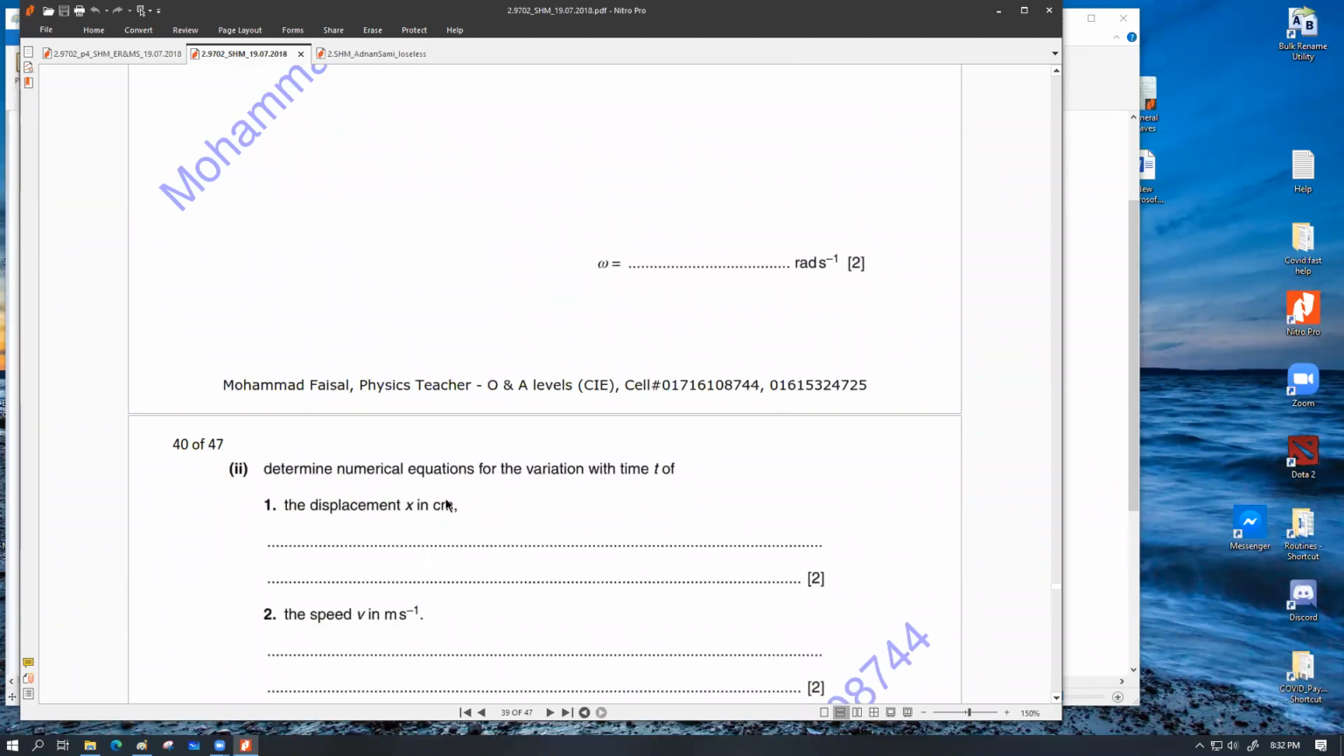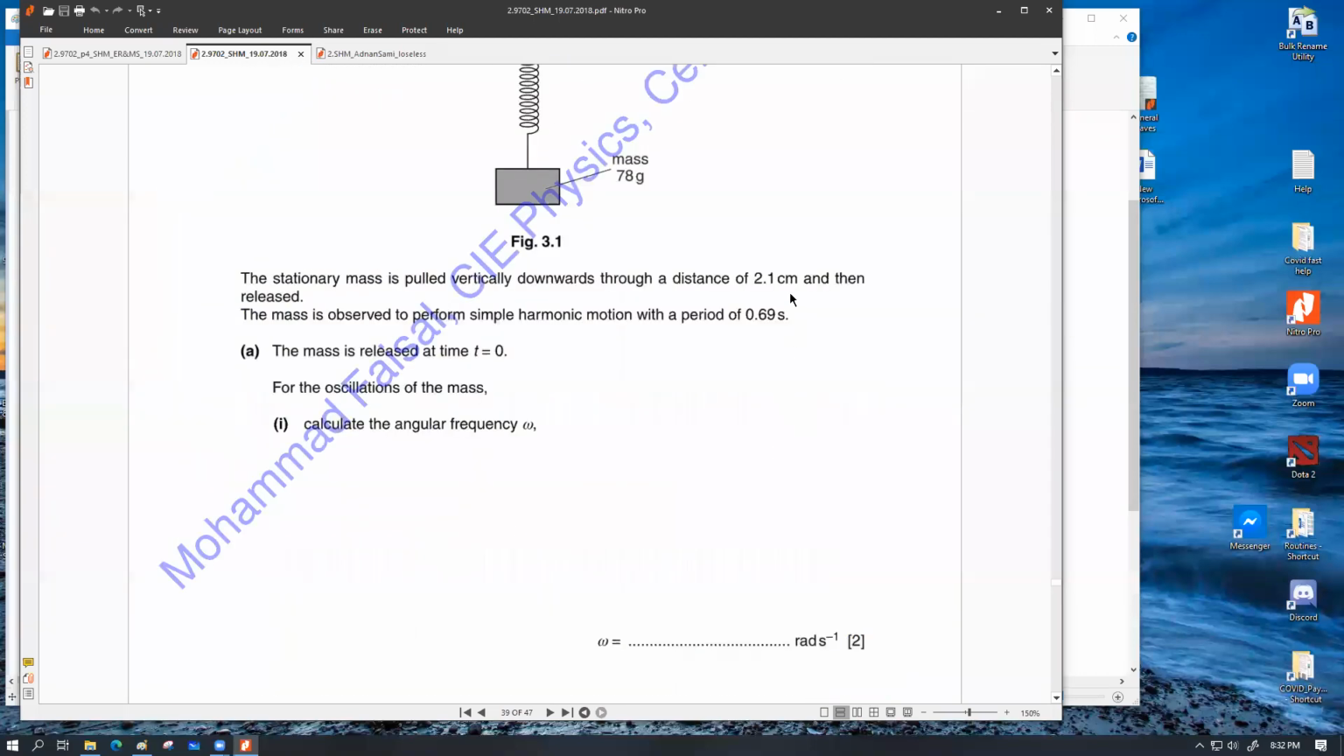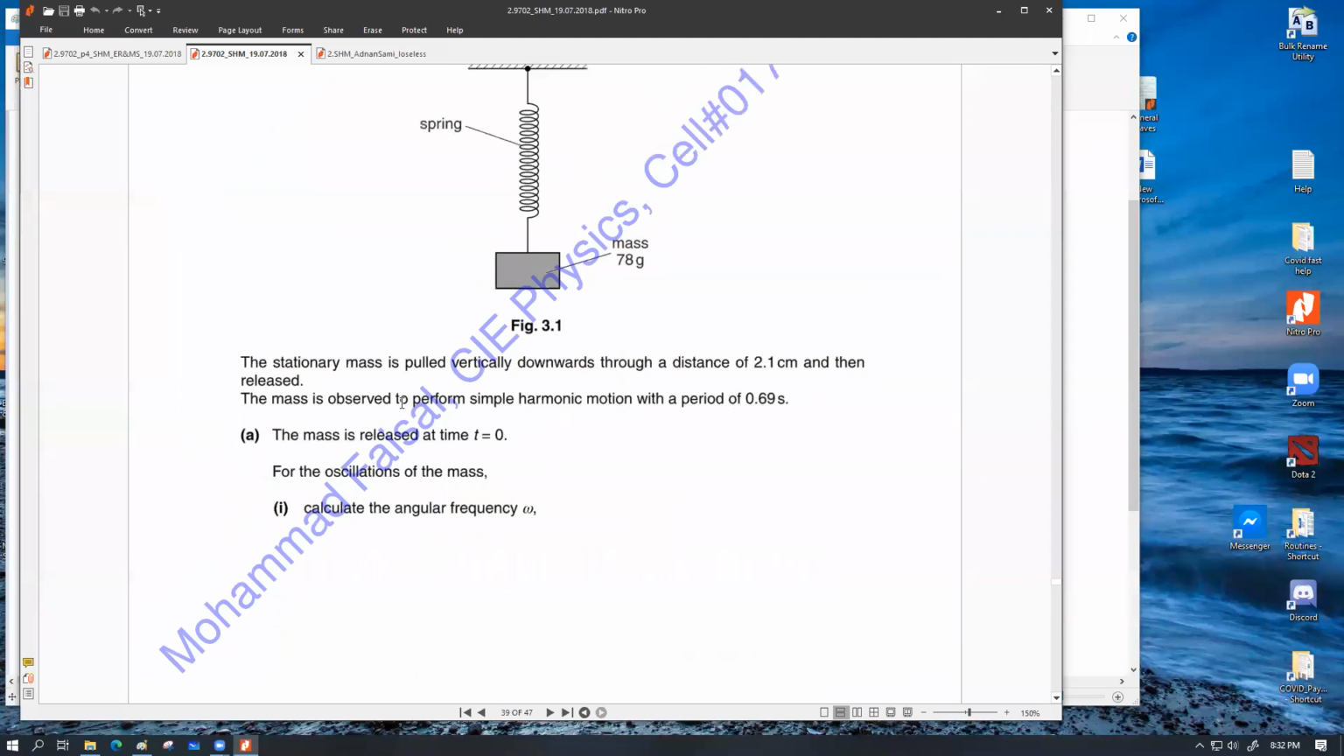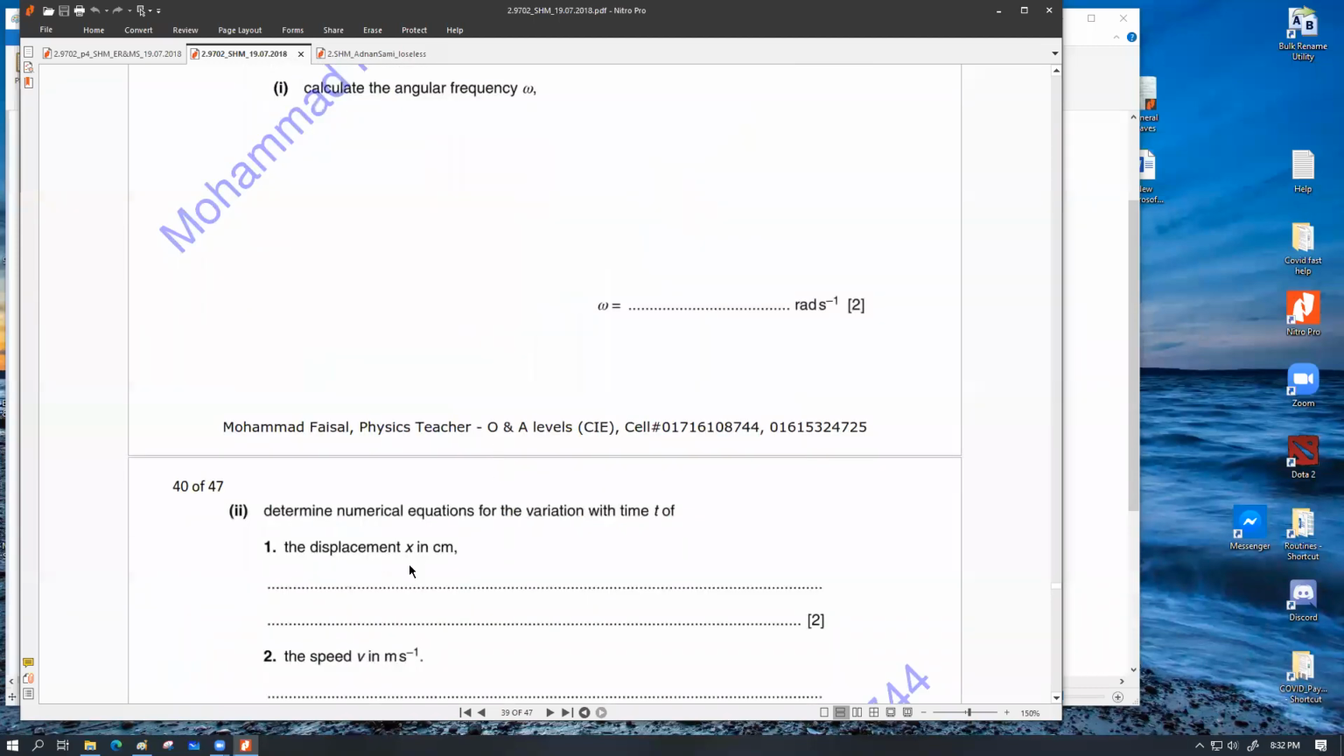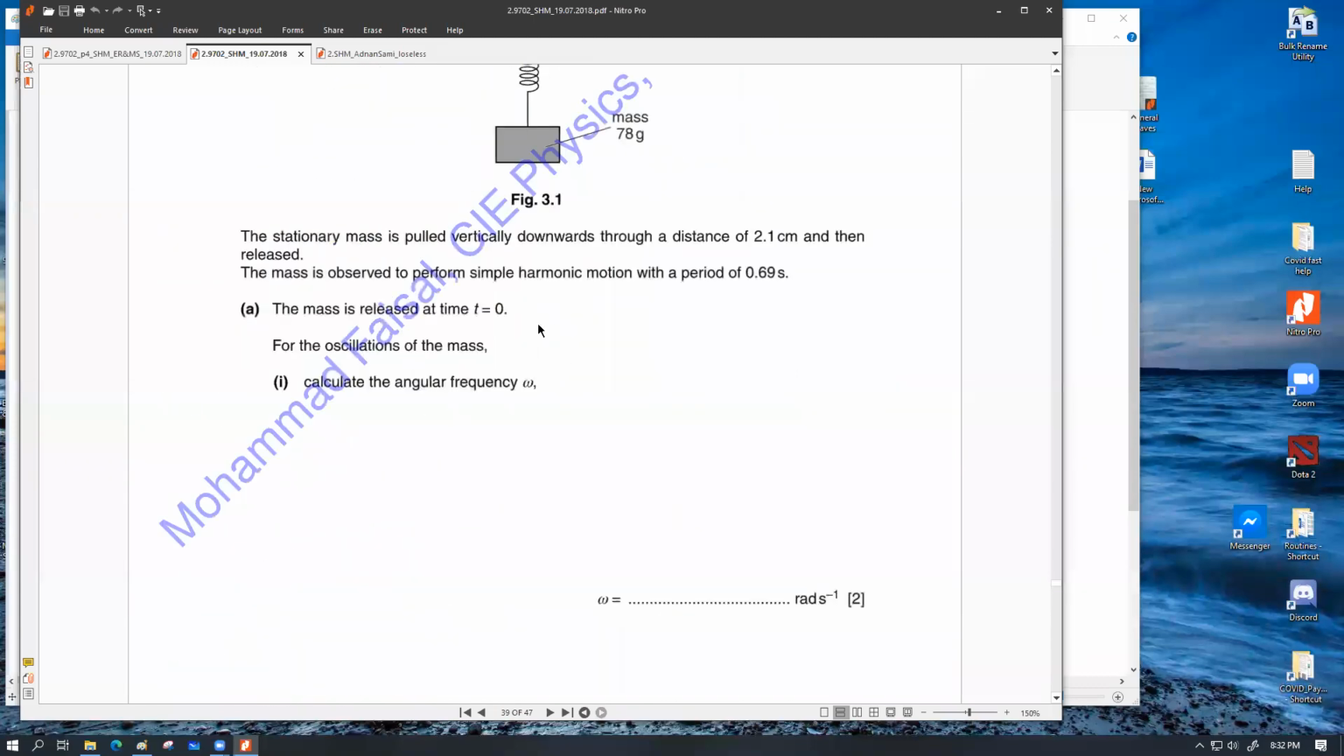In A2, it says to determine the numerical equation for the variation with time t of the displacement x in centimeter. How much is our amplitude? 2.1 centimeter. As per the question, it was pulled vertically downwards at the beginning. This horizontal level should represent zero displacement. As it goes downwards, we should have negative displacement. So this object starts its journey at the lowest point of its motion. This equation should be in cosine form, more exactly in minus cosine form, because it is starting negatively downwards.